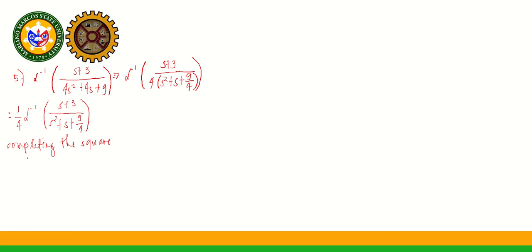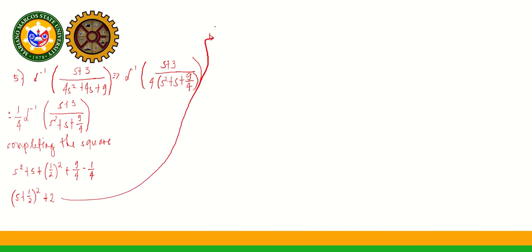So, this is equal to s squared plus s plus 1 half squared plus 9 over 4 minus 1 over 4. Okay? So, diniretso ko na since alam nyo naman kung paano mag-complete the square. So, we can write this as s plus 1 half quantity squared. And then, if we try to manipulate this, if we try to solve this and simplify, we can get positive 2. So, this is our new denominator. Okay? Yan. Dito natin ilagay.